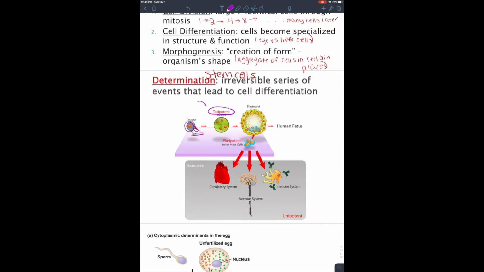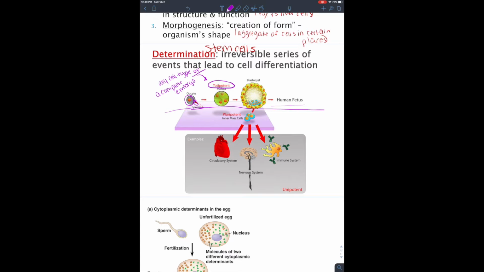A totipotent stem cell is capable of becoming any cell type, or it can become a complete embryo. So this can become any cell type, or it can become a complete embryo that can turn into an eye cell, a liver cell, a brain cell. It can turn into anything, or it can turn into an embryo. So here's that whole process occurring from fertilization to totipotent to blastocyst to a human fetus.